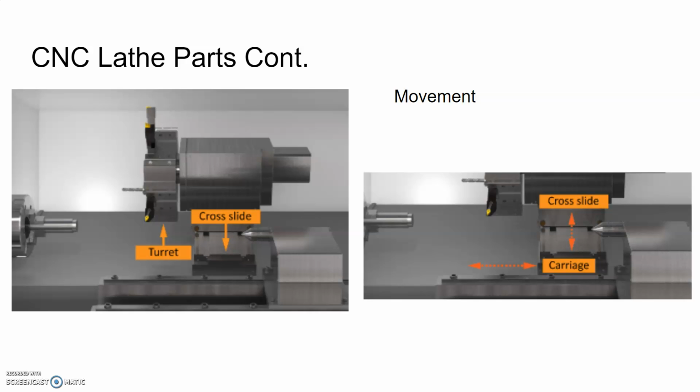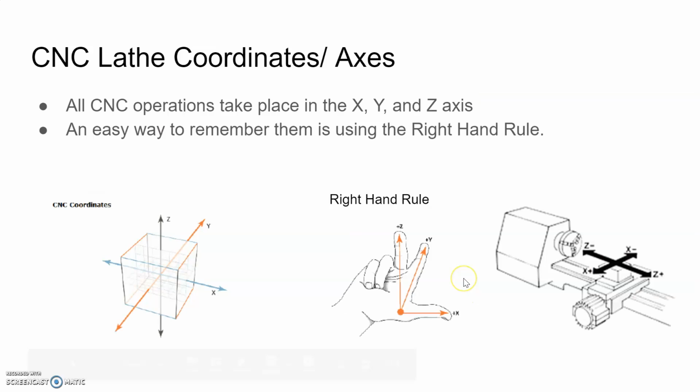The picture on the right here, the movement of the lathe, the carriage moves left to right, or in this case it's going to be in the Z axis, and the cross slide moves forward and back in the X axis.